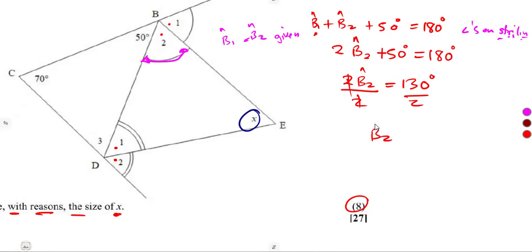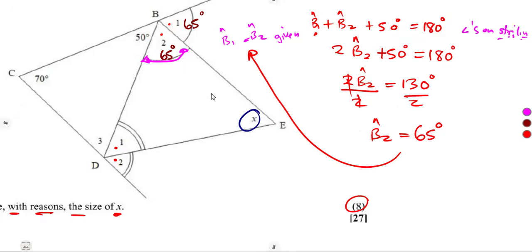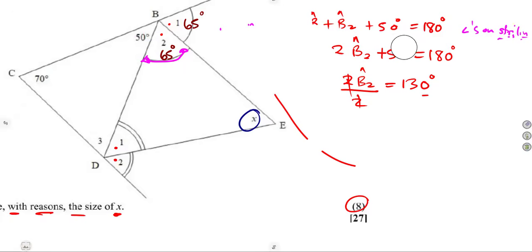So our angle B2 is equal to what? Divide, it's going to be 65. That's our angle B2. Remember, B2 and B1 are the same. So if here there's 65 degrees, it means there's also 65 degrees at angle B1. So at least there's an angle inside the triangle so far.